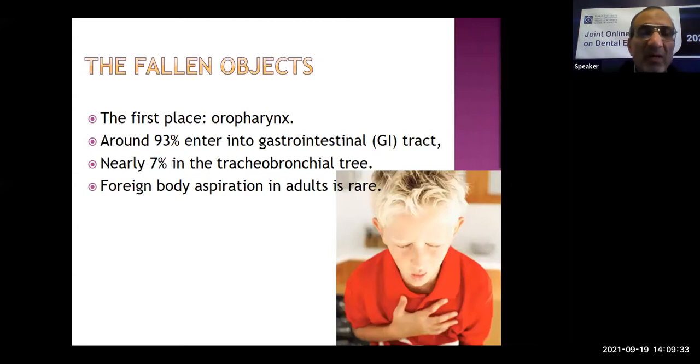The first place is the oropharynx, where the material falls. After that, about 93% of materials go into the gastrointestinal tract, and nearly 7% go into the tracheobronchial tree. As you know, foreign body aspiration in adults is rare, and this is based on the anatomy of the airway in children and adults.